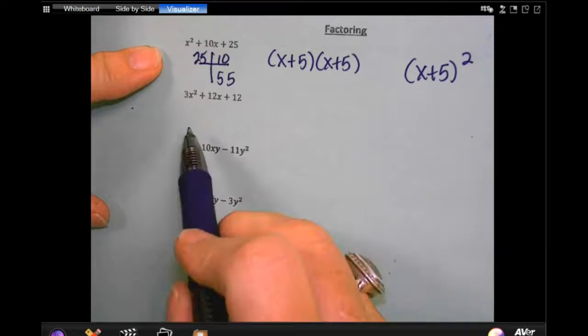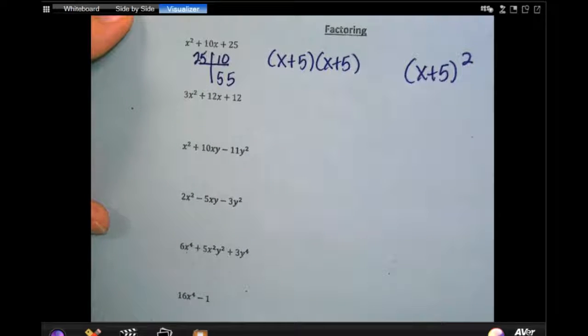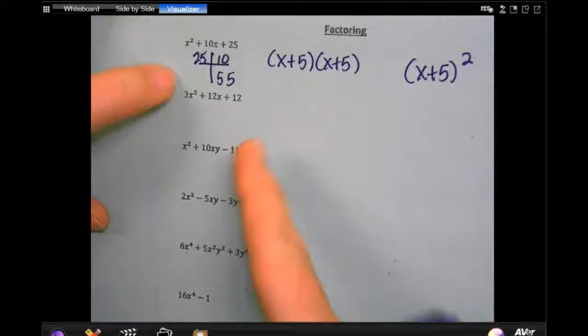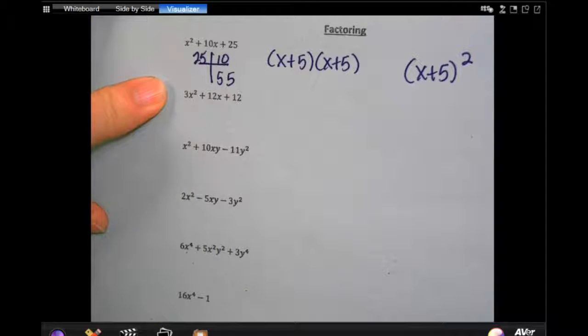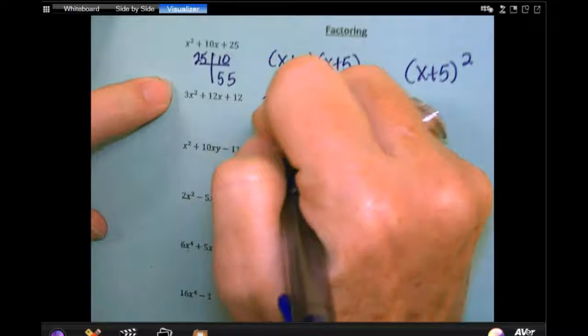So on the next one, I have 3x squared plus 12x plus 12. So what do I have to do to start this one? Okay, so I hear lots of words, the GCF. There's no fractions, that's okay, but let's get the right language. So we want the greatest common factor. And the greatest common factor is 3, so I'm going to divide out a 3.